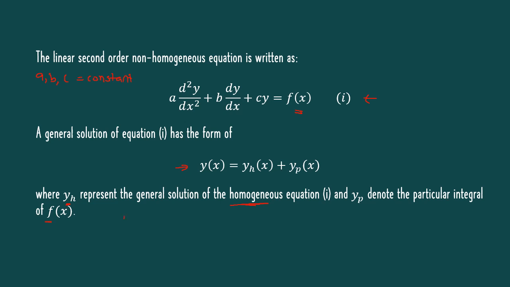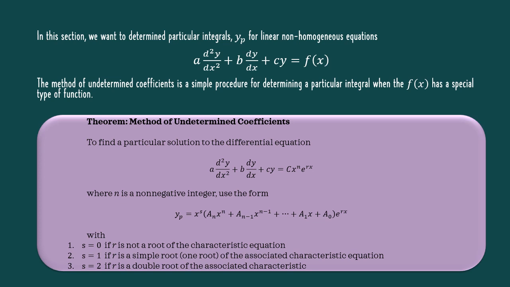Or we can say yh is a general solution for the homogeneous equation. That means ay'' + by' + cy = 0. And we already discussed how to find the general solution for the homogeneous equation in the previous video. While yp is the particular solution, a particular integral of function f(x). In this section, we are going to determine the particular integrals yp for the linear non-homogeneous equation. So this is our second order linear non-homogeneous equation where our f(x) is not equal to 0.